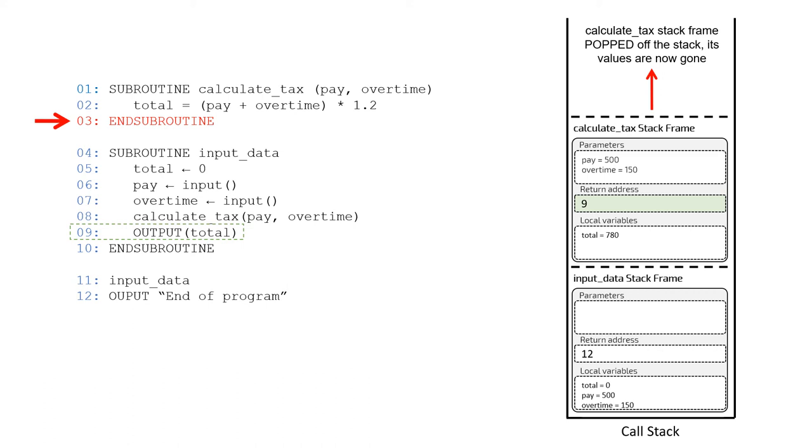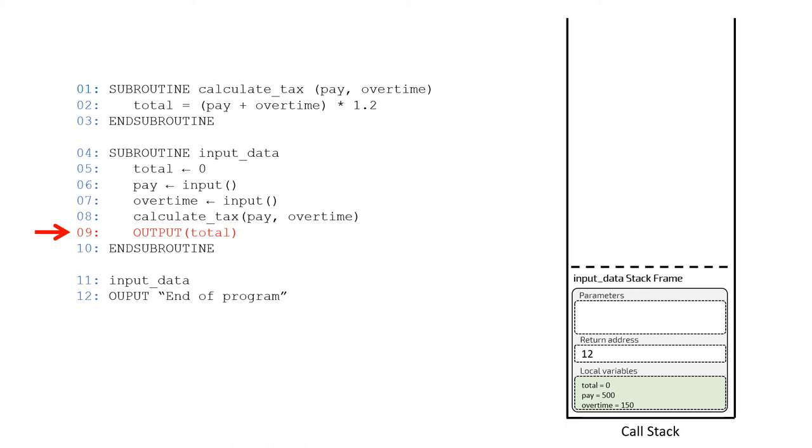When you hit the end of a subroutine, a couple of things happen. Firstly, we look at the return address field of the calculate_tax stack frame, and it tells us to go to line 9, or memory address 9. The second thing is the entire stack frame at the top of the stack gets popped off. Now this is important because it means all the contents held inside the parameters and local variable section of this stack frame are now lost.